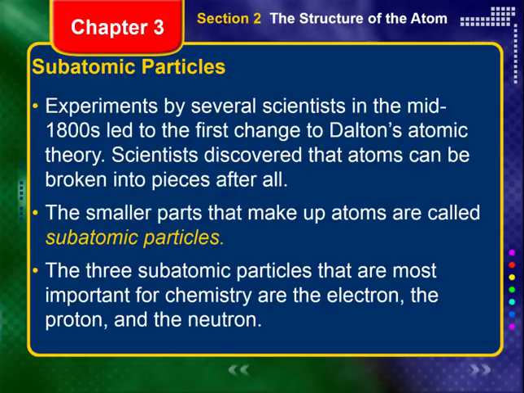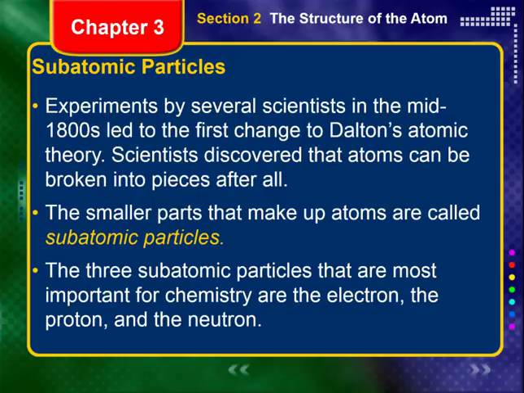Let's talk about subatomic particles. Experiments by several scientists in the mid-1800s led to the first change to Dalton's atomic theory. Again, this is a theory. It changes over time. When more information is gained, it is very common, almost all the time, that we have to go back and change a currently existing theory so we can make it more and more accurate. Not that it's ever going to be 100% true, but we're definitely going to strive to go in that direction, to get more and more accurate.